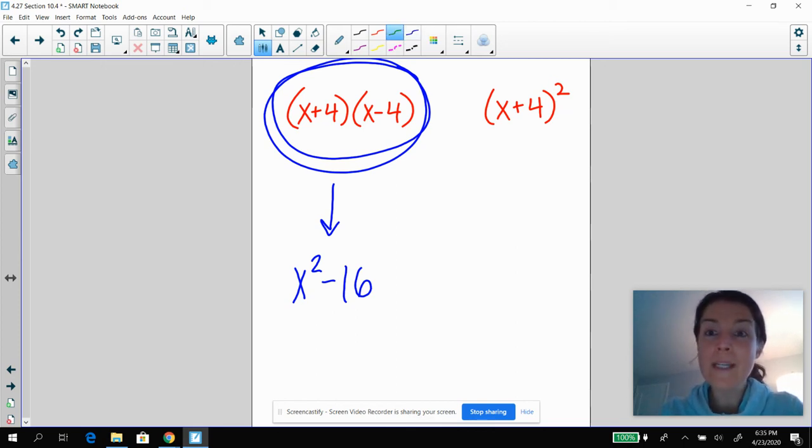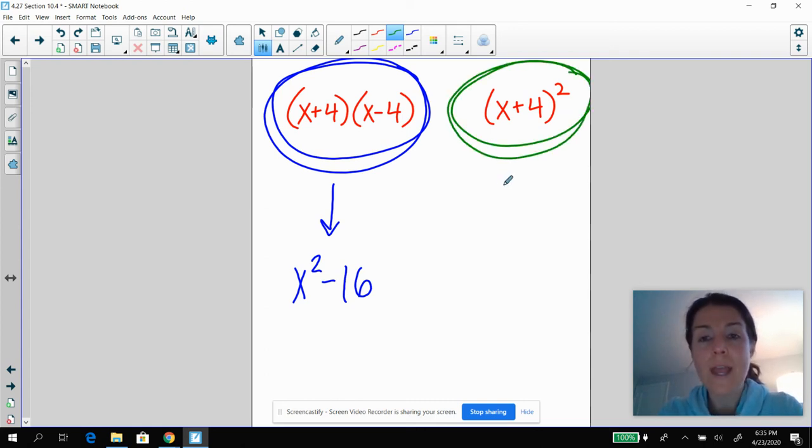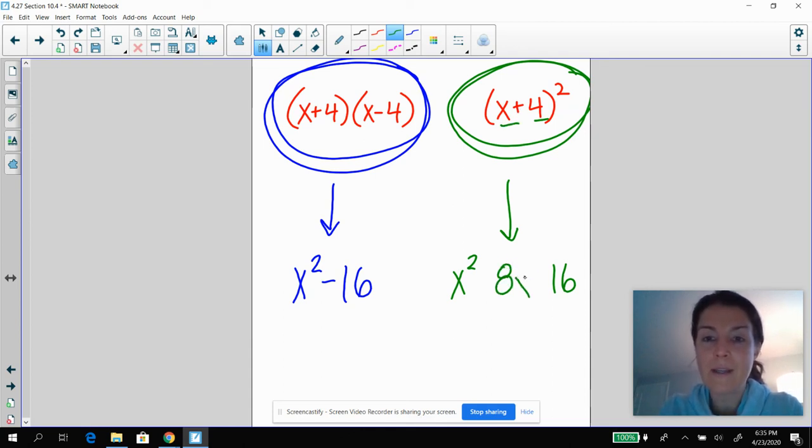And then on the right, we talked about a second special product, and this is called a perfect square trinomial. So this forms a perfect square trinomial. Remember, you take the first term and you square it, you take the second term and you square it, and then you do twice these 2 terms together. So 2 times 4 times x, which is going to give me an 8x.